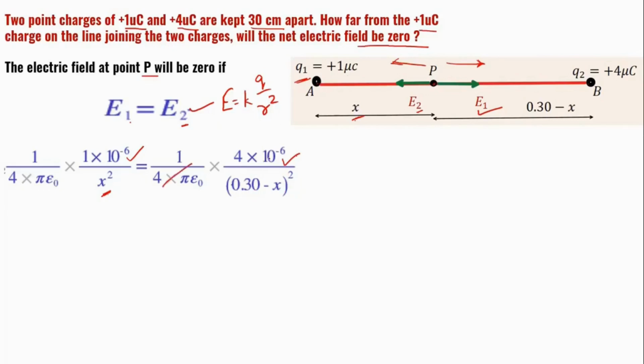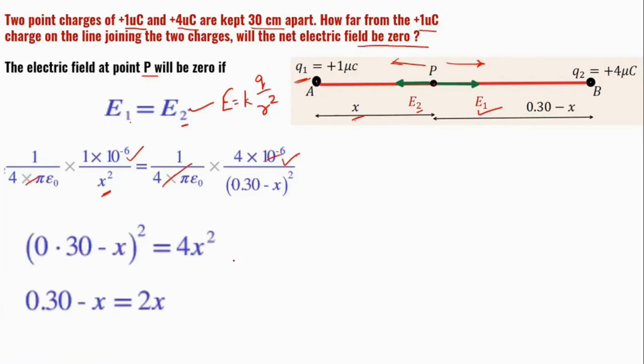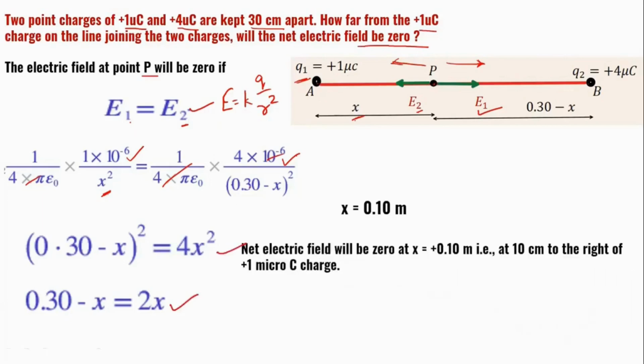Now on cancelling certain like terms, we will get the next step. The next step will be this step, and on solving this, we will get this value. If we solve this equation, what do we get? X equals 0.10 meter, that is 10 centimeter to the right of the plus 1 microcoulomb charge. That means from the point A, at a distance of 10 centimeter, the net electric field will become equal to 0. This is how you can solve the numericals based on electric field.